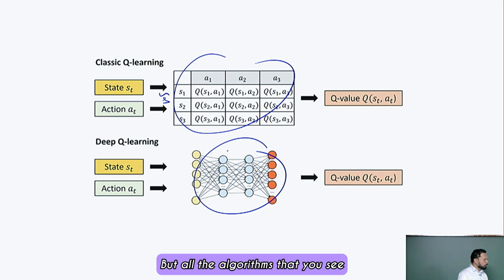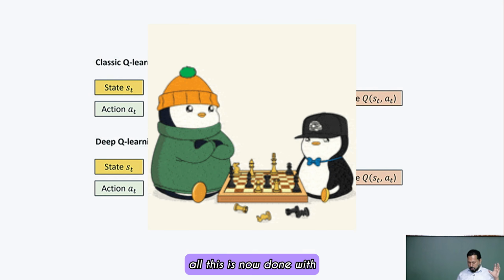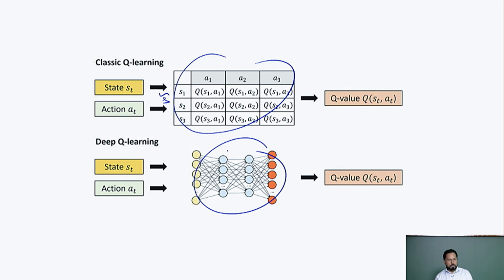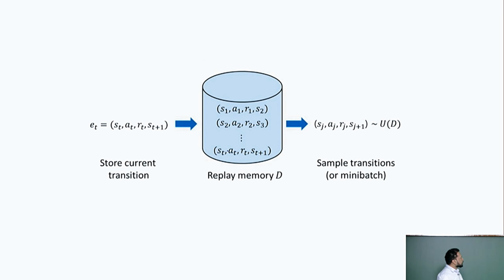But all the complex games like Go and chess are now done with something similar to this. You throw in some neural network and RL and so on.